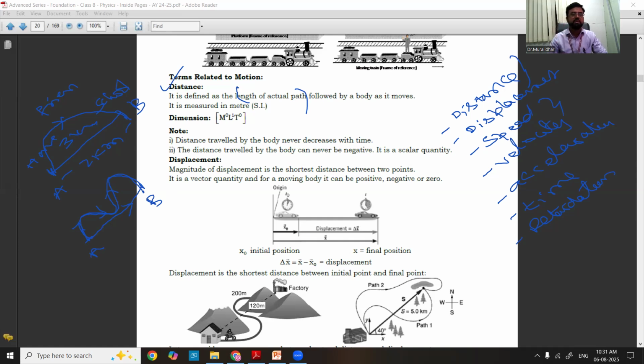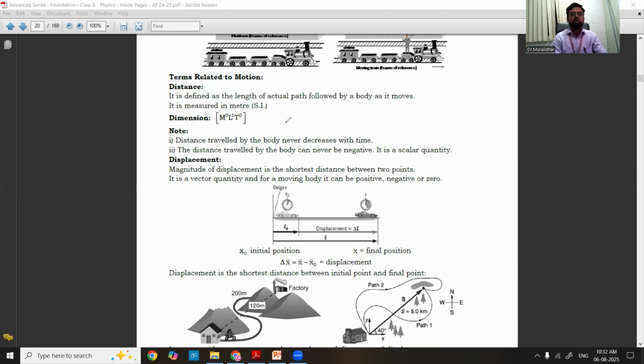The shortest path or distance traveled by a body, or actual length of the path, is called distance. Okay. See here. Then dimension formula, already we have seen. Length is L1, M0, T0. Length is L1 you can write, and it is measured in meters or centimeters.